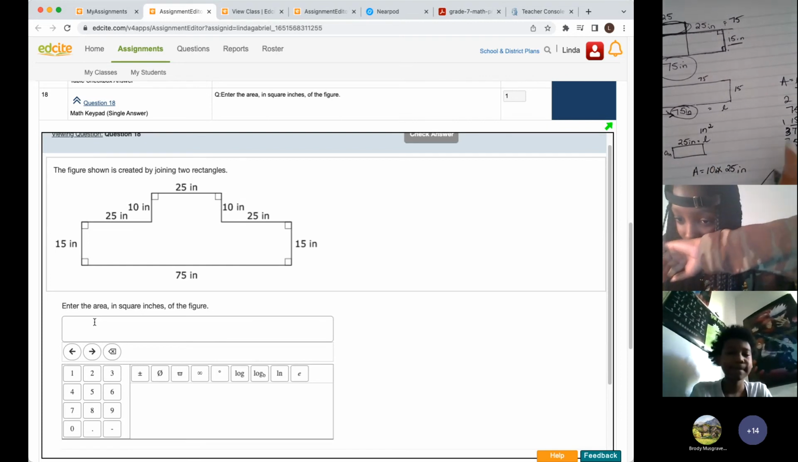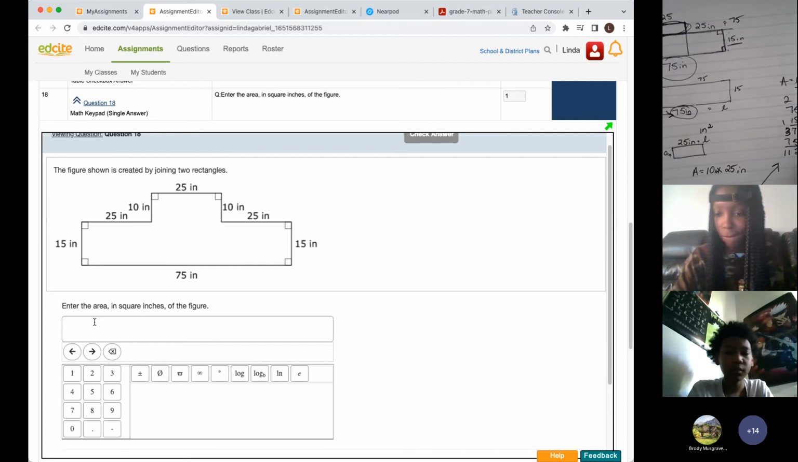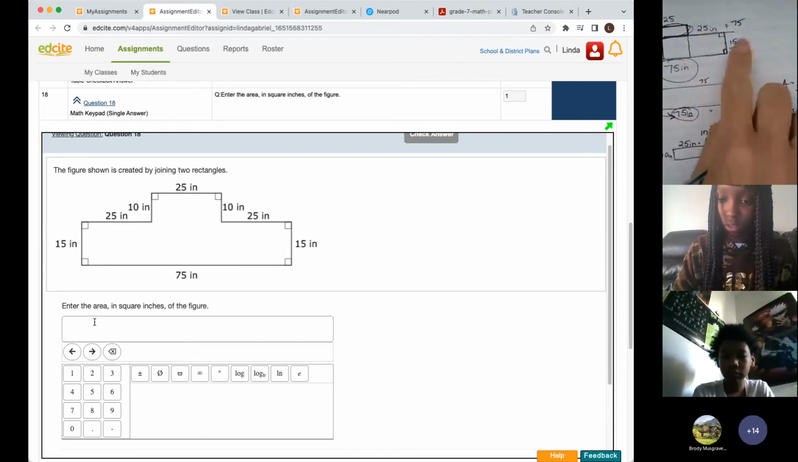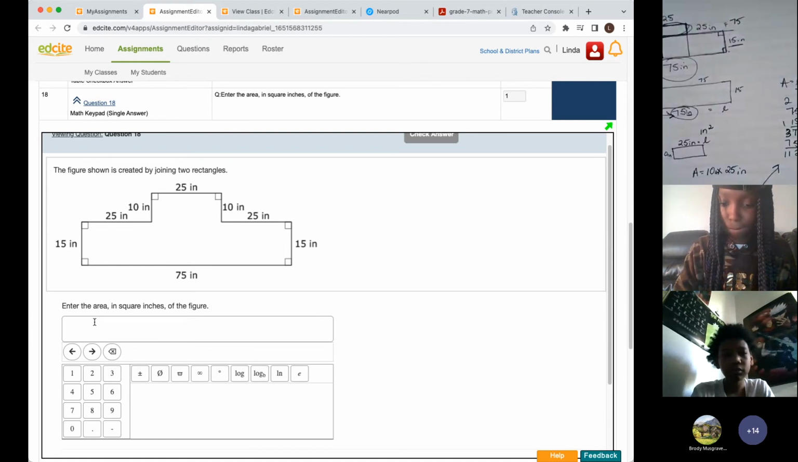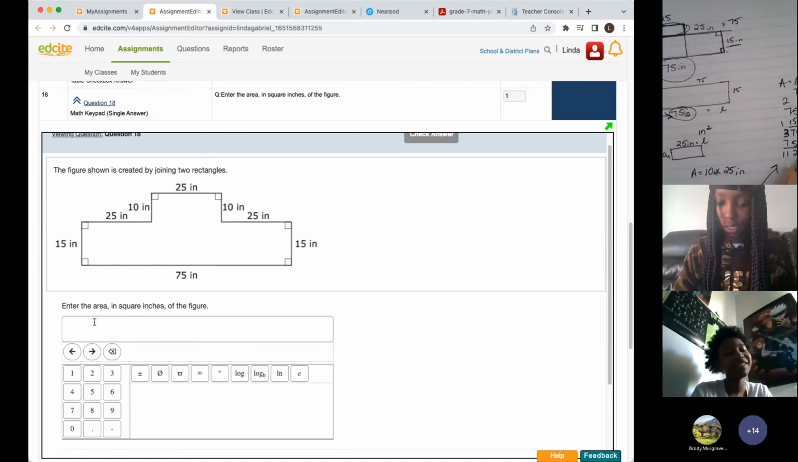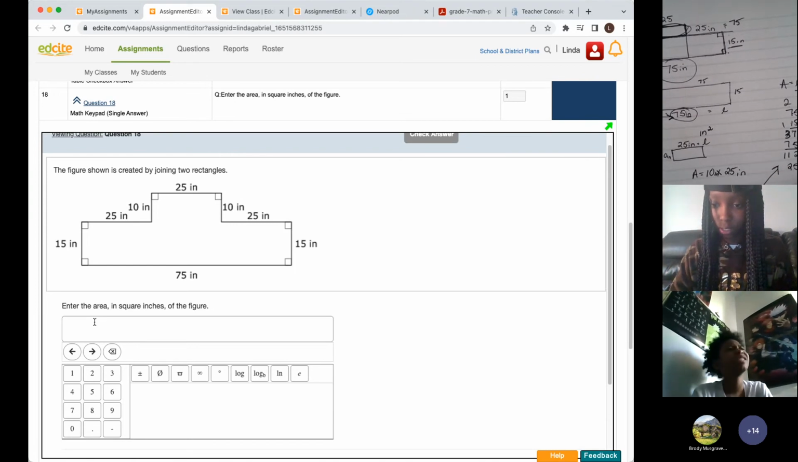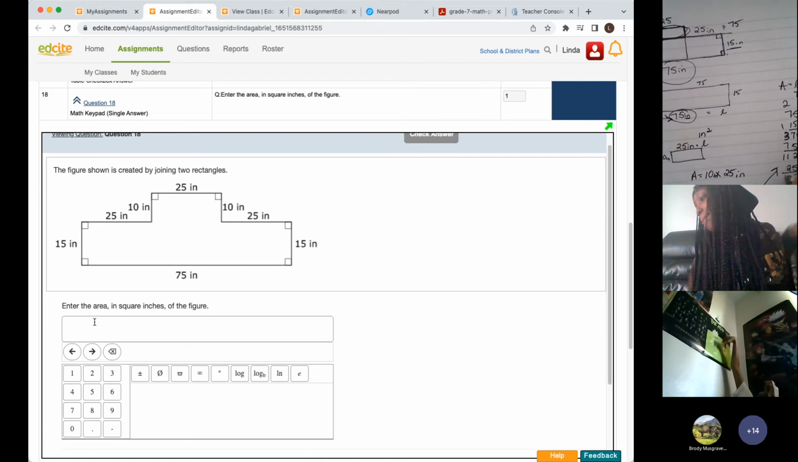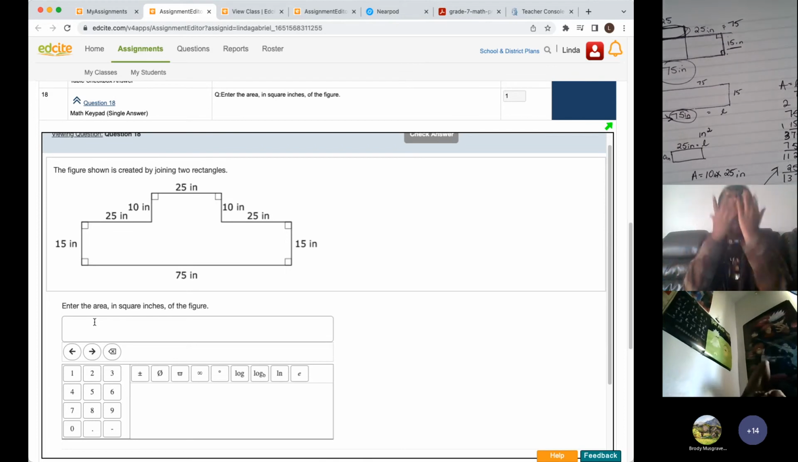I need to add this to my 1,125, right? Because I'm trying to find the area for the whole figure, both rectangles, okay? So 1,125 plus 250, which is squared. 5 plus 0 is 5. 2 plus 5 is 7. 1 plus 2 is 3. Drop down that 1, so it's 1,375 inches squared. Right?